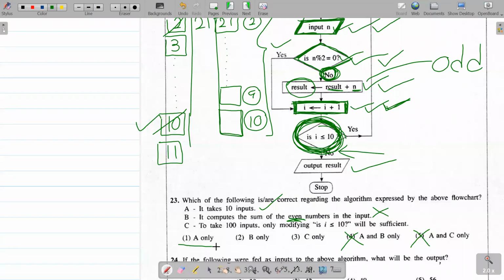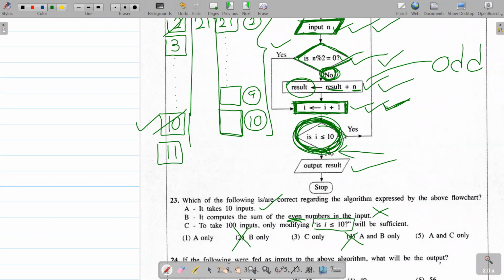And hold on. මගේ වල තමන් A and C එකක් නැපුවා. A කියලා ගන්න බෑ එකපාරට, නේද? B එක තියෙන්න බැරි නිසා මෙයාව අස්වෙන්න. Either first, third or the fifth. So the last one is asking to take 100 inputs, only modifying I less than or equal 10 will be sufficient. Yes, this is sufficient.